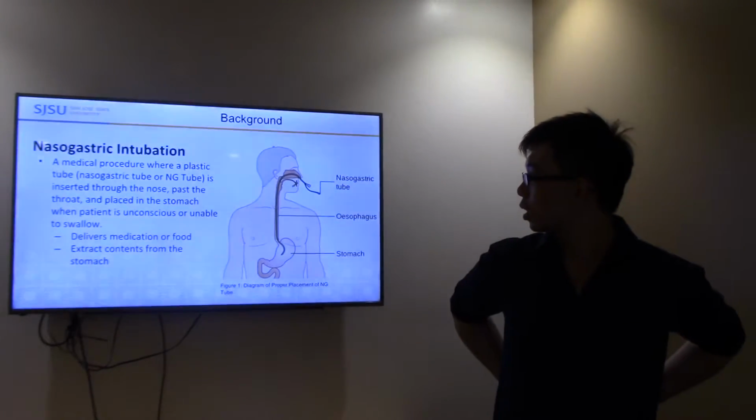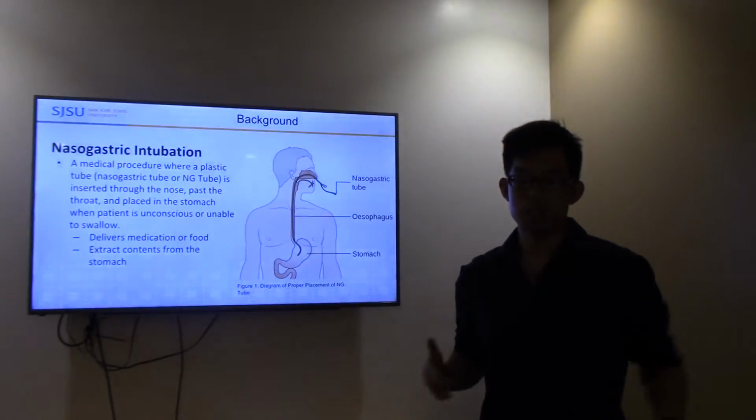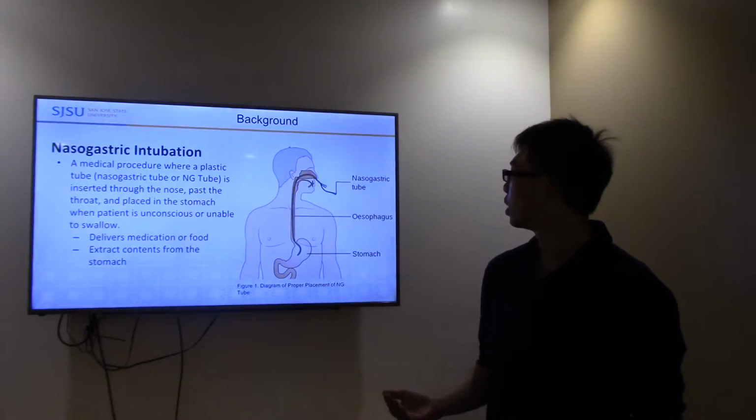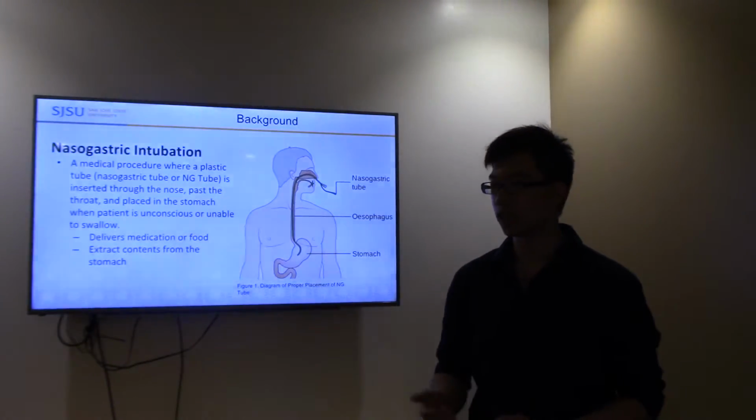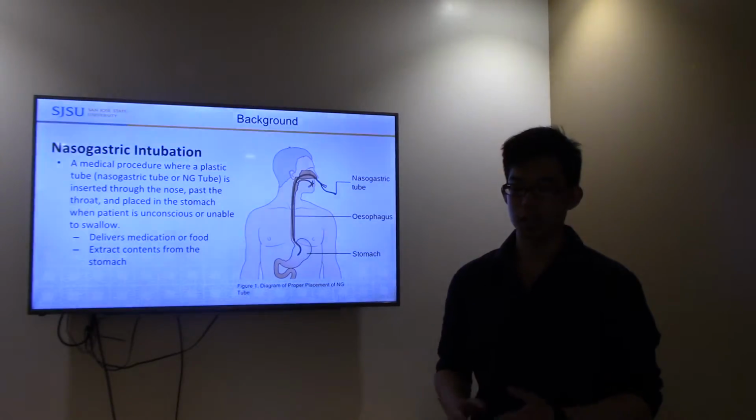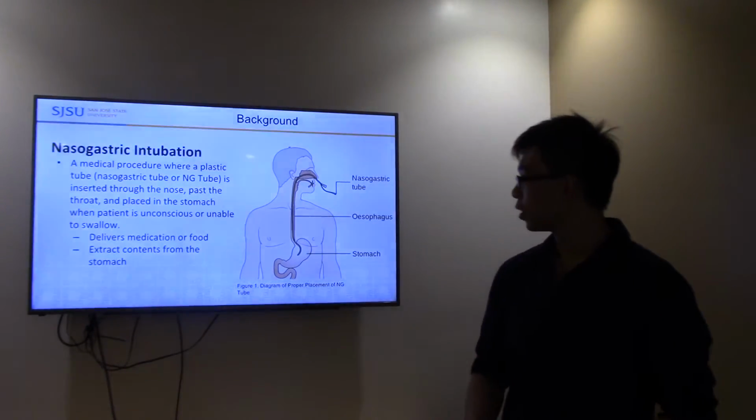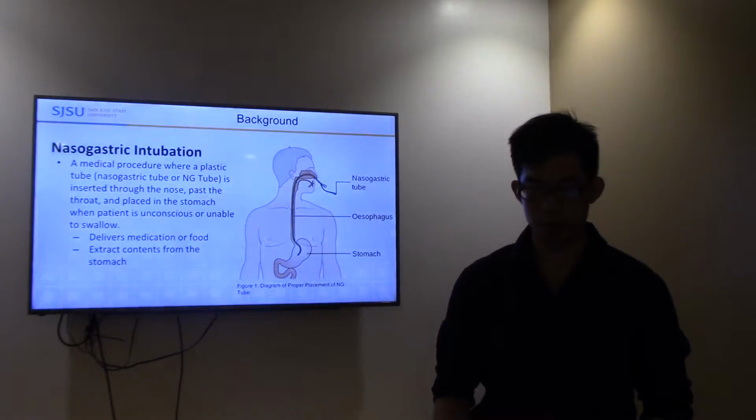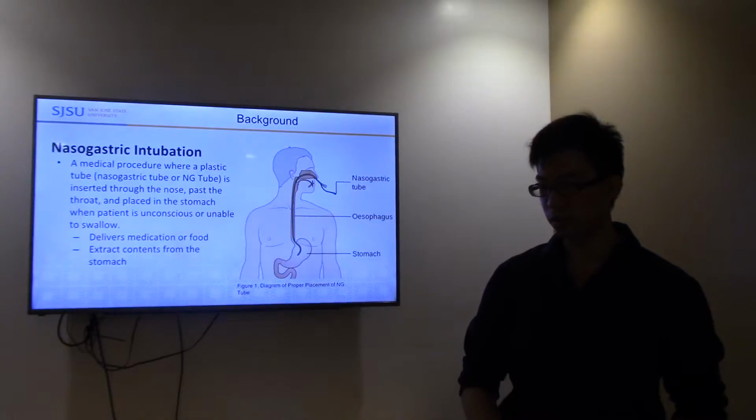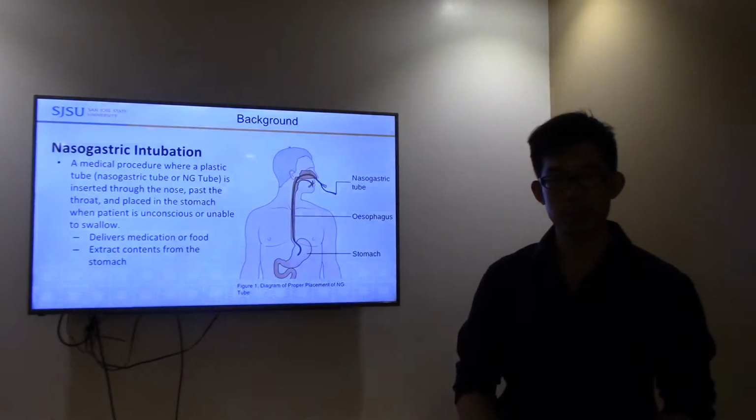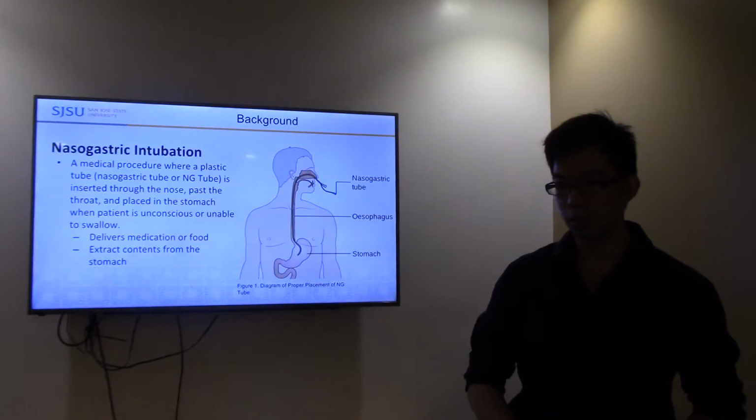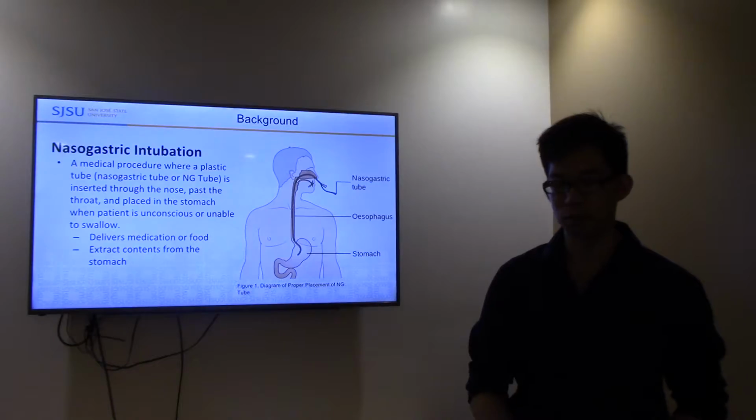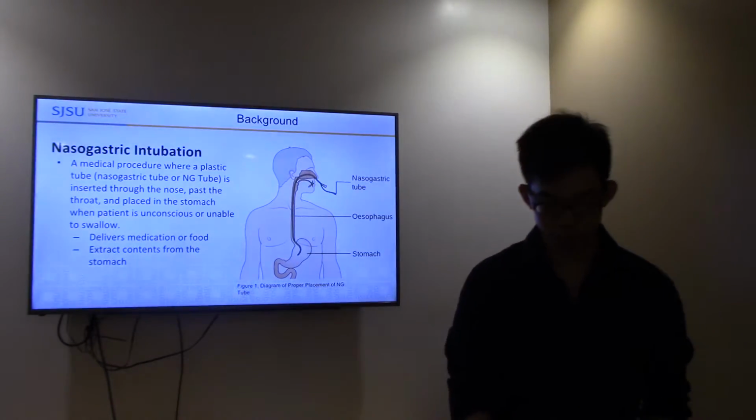So, nasogastric intubation is a medical procedure where you place a nasogastric tube, or NG tube, down the nostrils of a patient, and it goes through the esophagus and ends up in the stomach. The purpose of this is to provide the patient with some sort of medication or nutrition, keeping the patient hydrated, and it could be used to extract content from the stomach, such as blood or anything they need to be tested on.